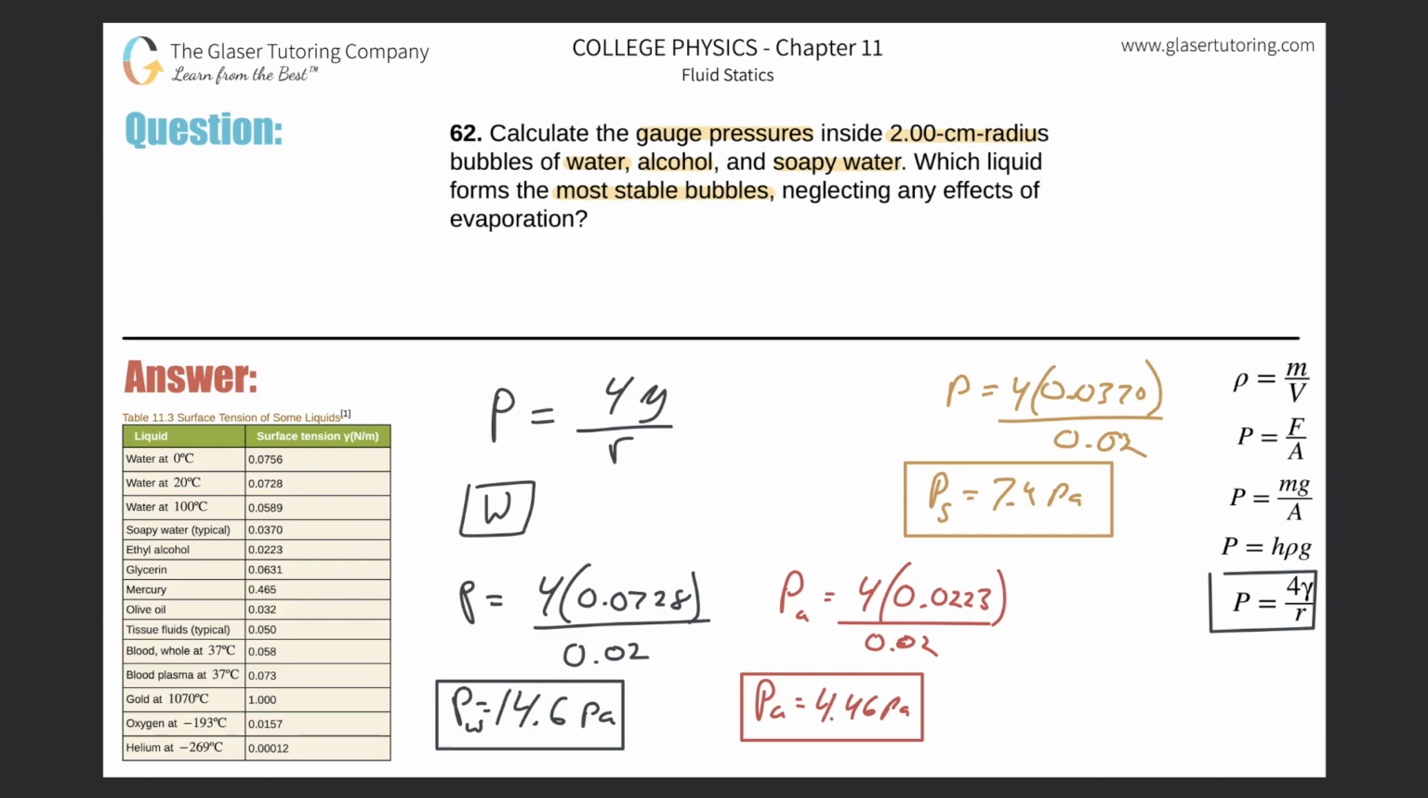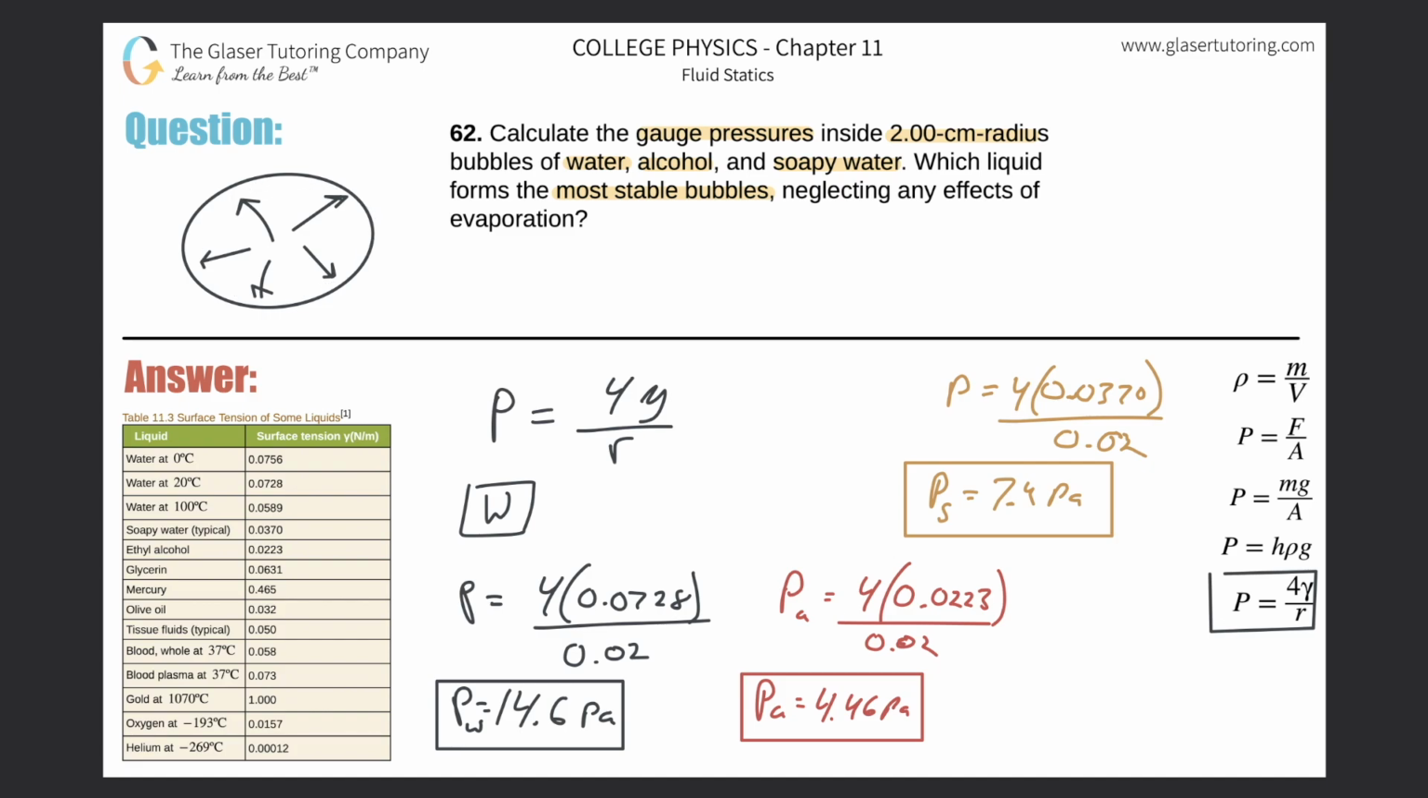Then it asks which is the most stable, neglecting any effects of evaporation. So the most stable bubble here would be the one with the lowest pressure inside. And that should kind of make sense. If you have a bubble up here, take a look at the upper left, and there's a high amount of pressure in here pushing against the walls, that sounds like it's going to be a lot less stable. So the lower the pressure is inside of this bubble, the more stable the bubble will be.